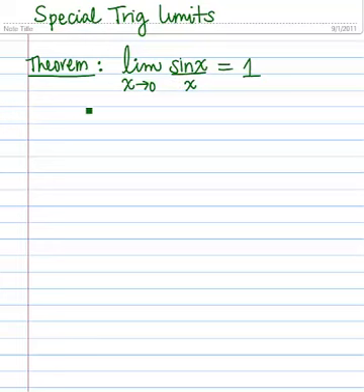Now, what I need you to understand here is, let's make that a little more clear, that sine of x over x is never actually equal to 1, but around 0 it limits to 1.